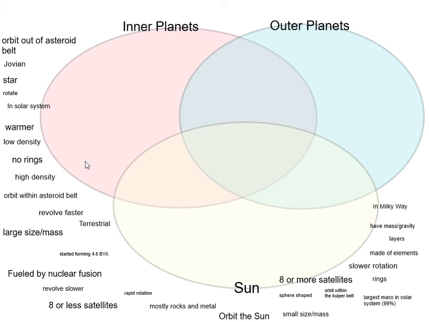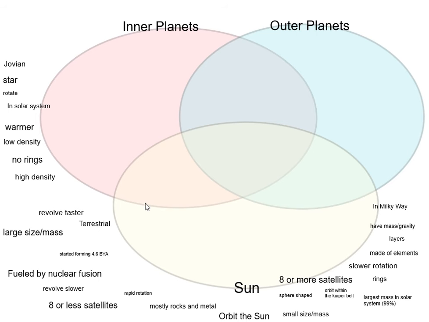So first things first, last destination, you did Destination 4 and you made a solar system scale model. You're going to be able to use that to help you find out which Venn diagram, either inner, outer, sun, both, or all, are going to orbit outside the asteroid belt, and which ones are going to orbit inside the asteroid belt.